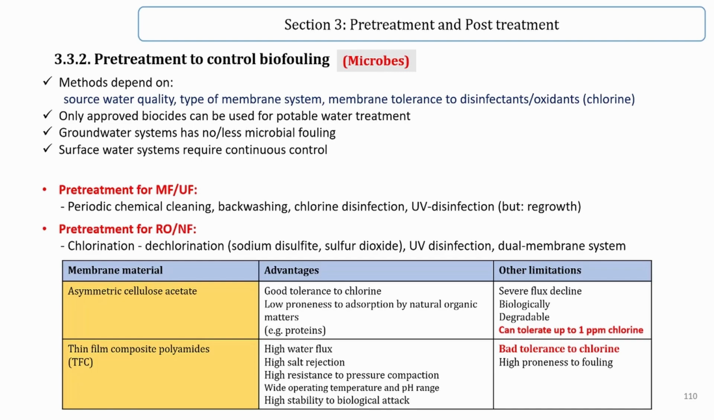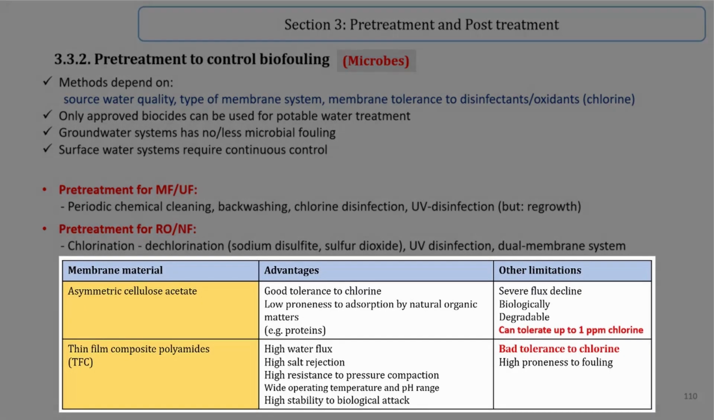In lecture 4, we discussed it, but as a review, if you remember this table, the most common materials for reverse osmosis and nanofiltration are cellulose acetate and TFC. Cellulose acetate can tolerate up to 1 ppm chlorine, and TFC has a bad tolerance to chlorine, and this is the main drawback of these membranes.